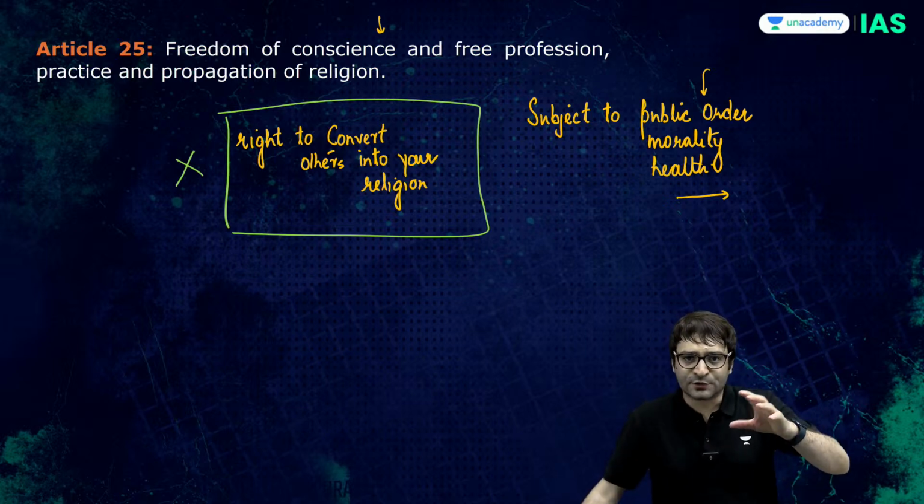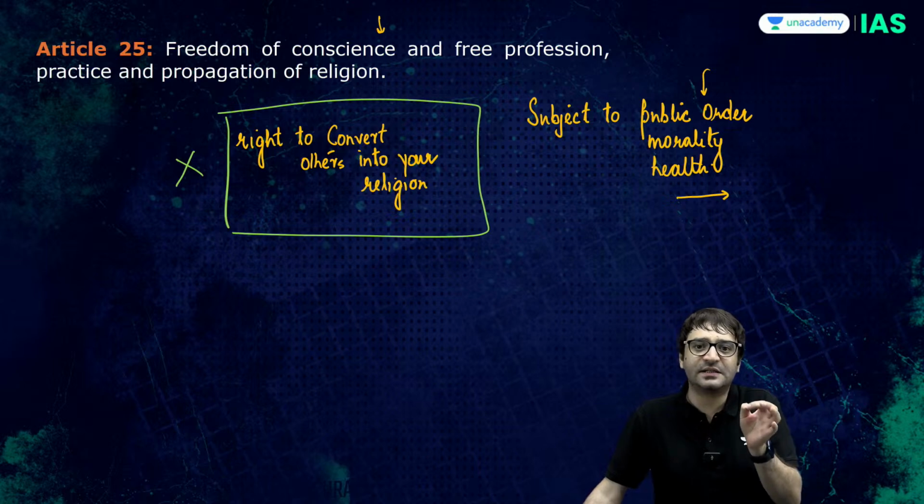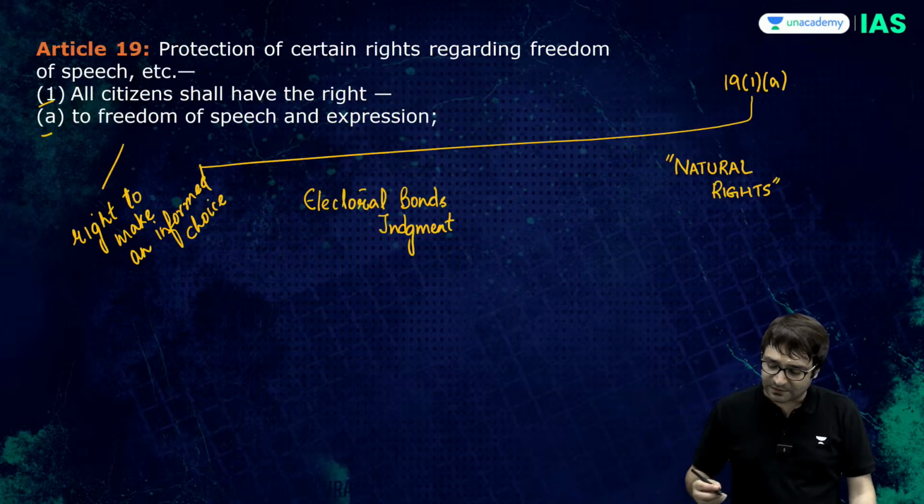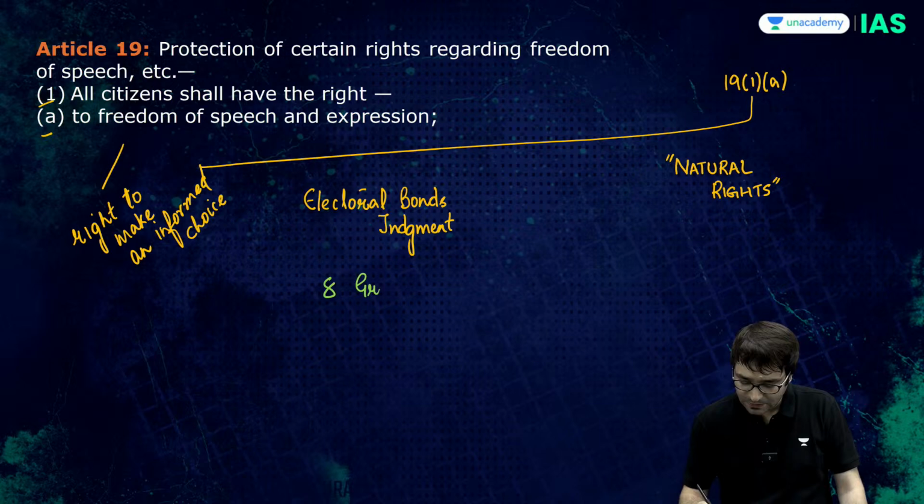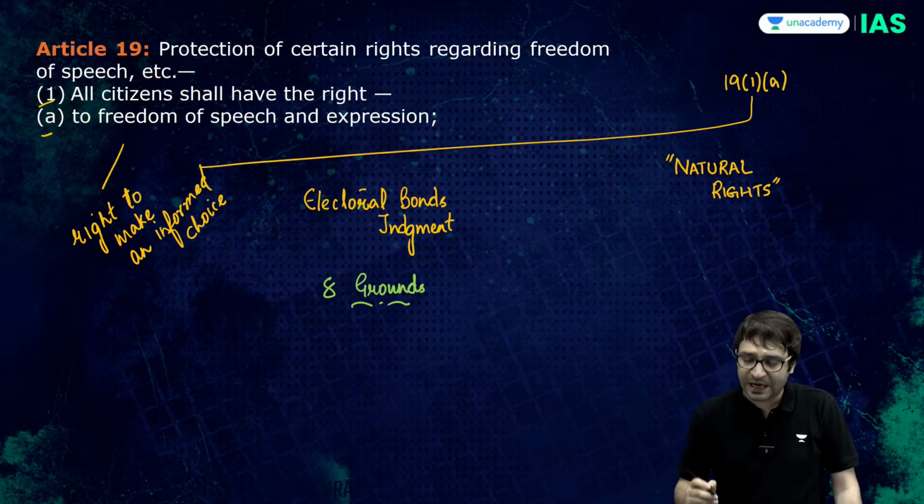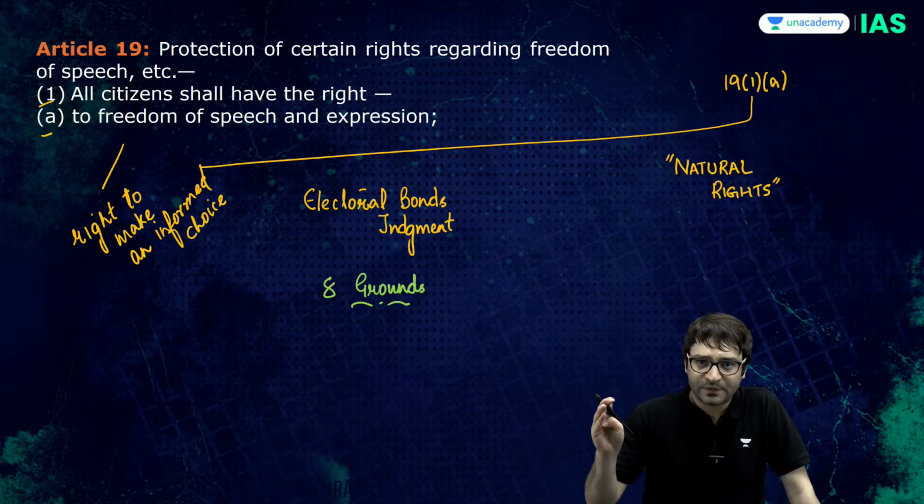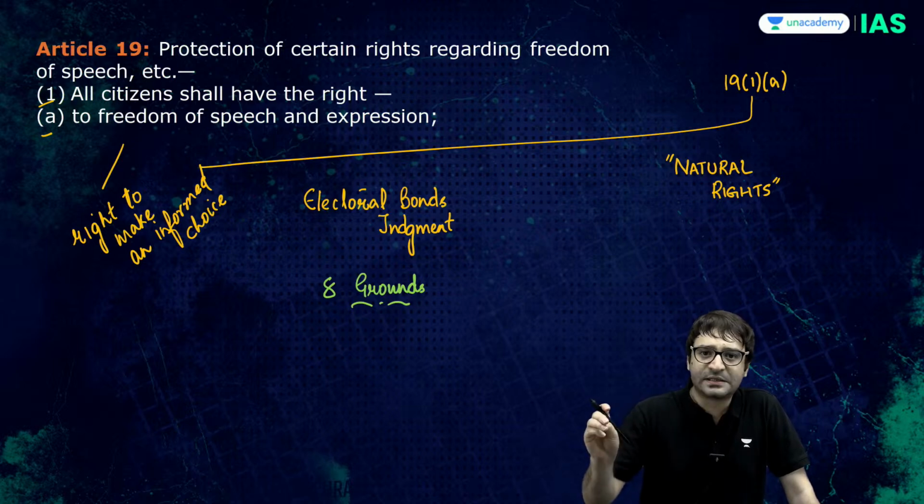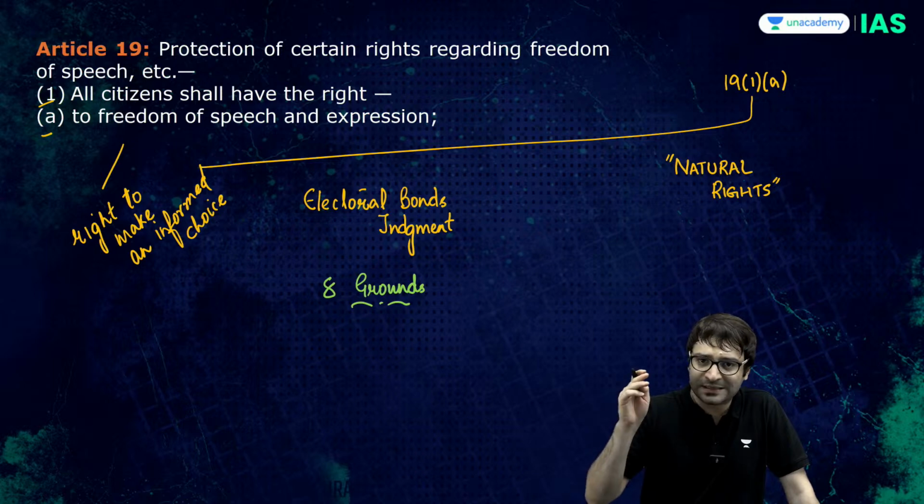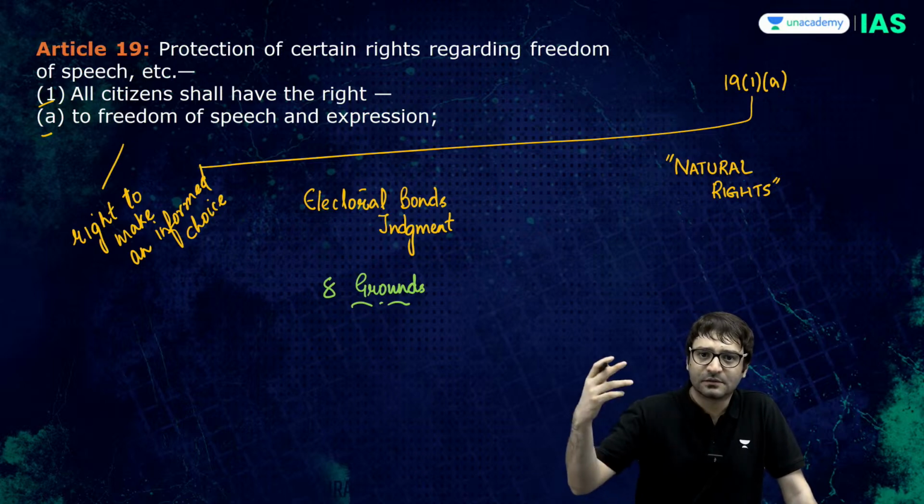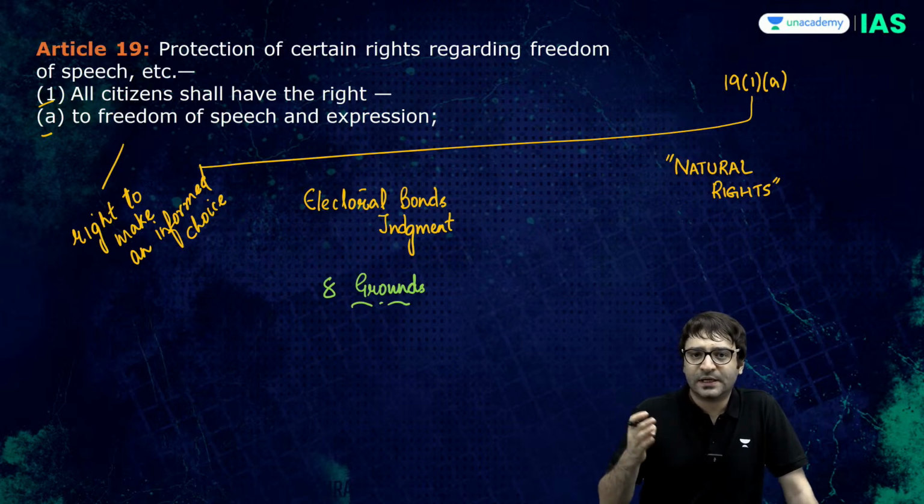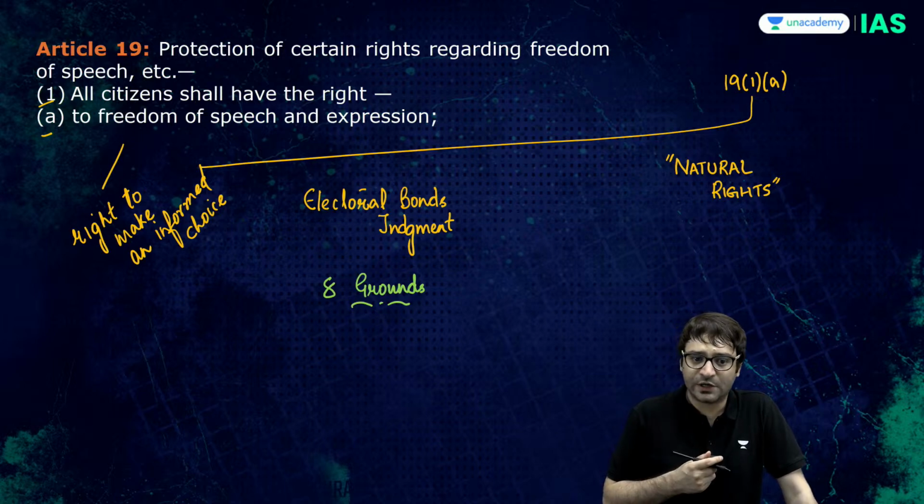Article 19 is not an absolute fundamental right. Let's say Article 19(1)(a), which talks about freedom of speech and expression. It's not an absolute fundamental right. So your fundamental right can be restricted on 8 grounds. Which are these 8 grounds? Sovereignty and integrity of India, security of the state, friendly relations with foreign states, public order, morality and decency, defamation, incitement to an offence, and contempt of court is the 8th reasonable restriction on your freedom of speech and expression.